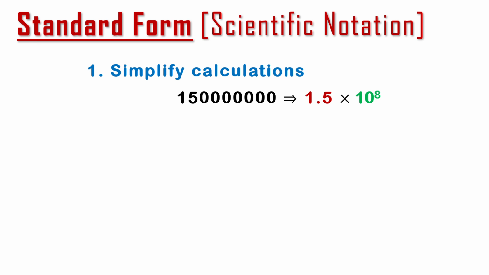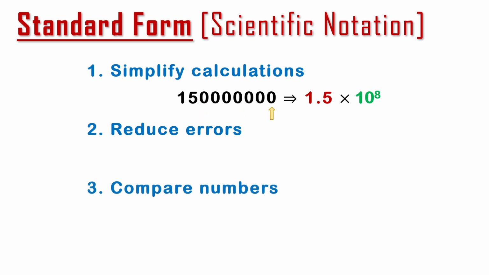Way easier, right? It also reduces errors. When you're dealing with a bunch of zeros, one slip and you're off by a million. Standard form makes things neat and tidy, cutting down the chances of those sneaky mistakes. Want to know which number is bigger at a glance? Easy, just compare the exponents. For instance, 2 times 10 to the 6th is a lot bigger than 3 times 10 to the 3rd.